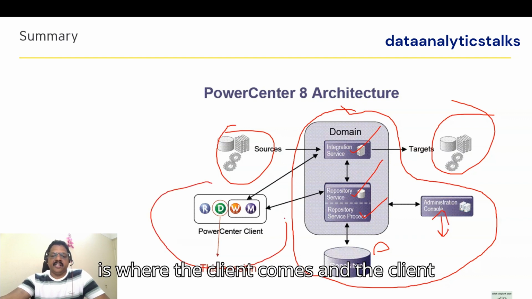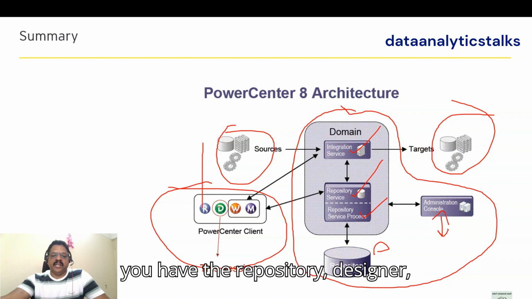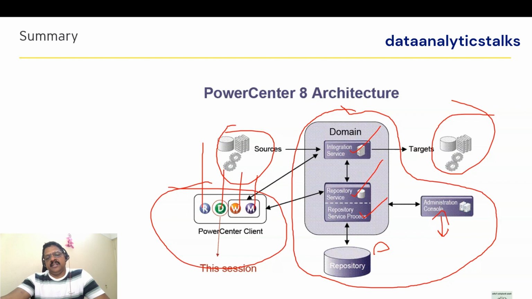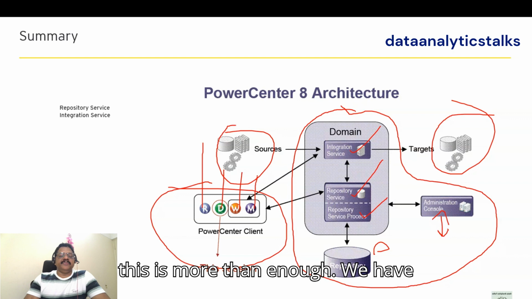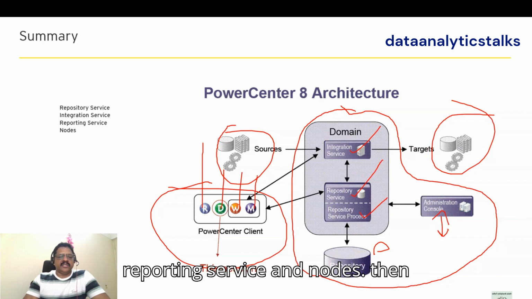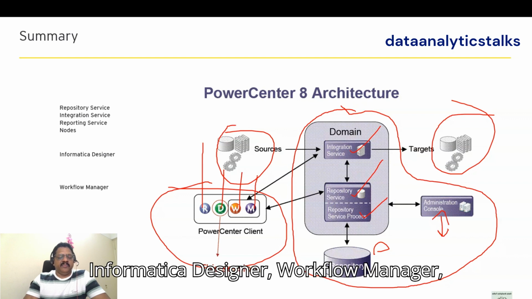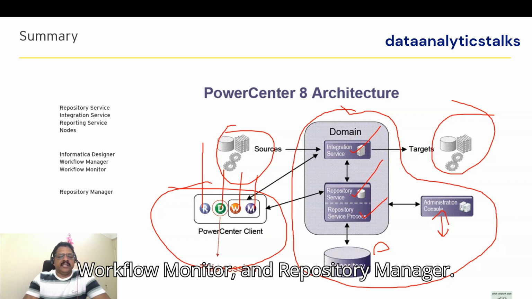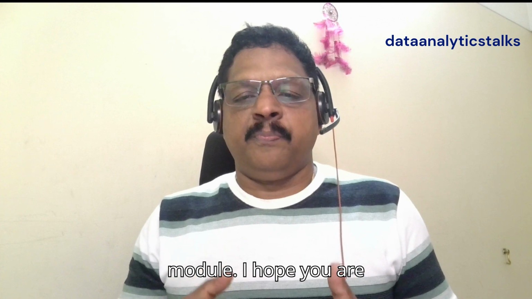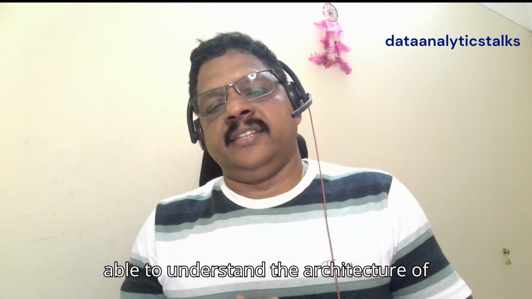And this is where the client comes in. On the client, you have the repository manager, designer, workflow manager, and workflow monitor. I think if you understand this much, it is more than enough. We have repository service, integration service, reporting service, and nodes. Then Informatica Designer, Workflow Manager, Workflow Monitor, and Repository Manager. With that, we have come to the end of this module. I hope you are able to understand the architecture of PowerCenter.